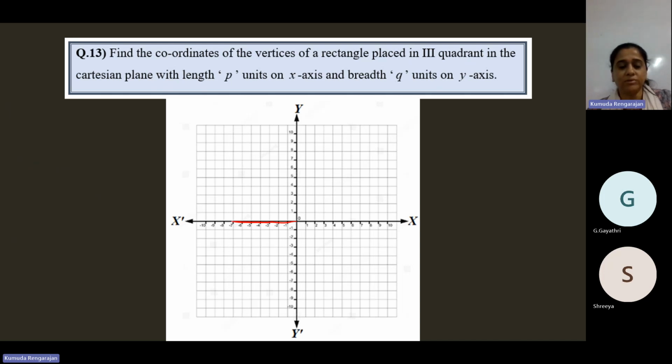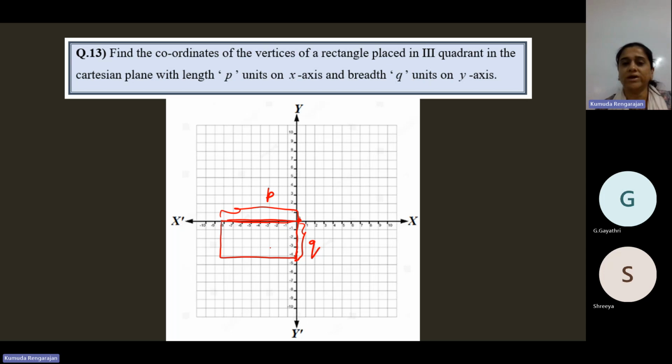So the rectangle should be like this, right? The length is on the x-axis. The breadth is on the y-axis. So it should be like this, right? So this length is p units. This one is q units. Correct? So what will be the coordinates of this point?